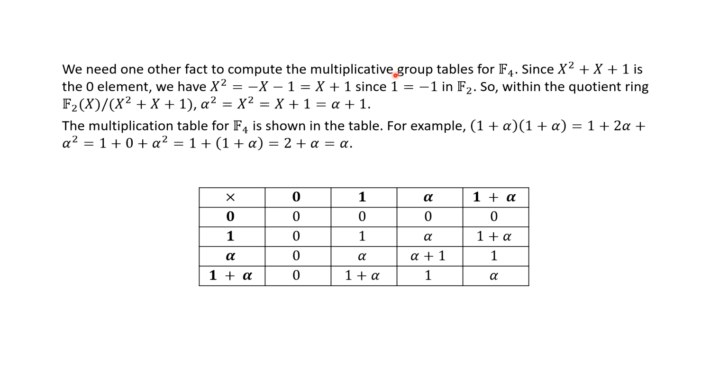So I've done some explanation up top here. We need one other fact to compute the multiplicative group beyond what I've just discussed. Since x squared plus x plus 1 is the 0 element, we have x squared equals minus x minus 1, but minus 1 is just 1 modulo 2, so you just get x squared equals x plus 1. So keep that in mind. We'll need that when I go through it right here. When you multiply alpha times alpha, which we've substituted in for x, again, I don't know why books are doing that, but I'm just following the convention, you get alpha squared, and that's alpha plus 1, so you get that in here.